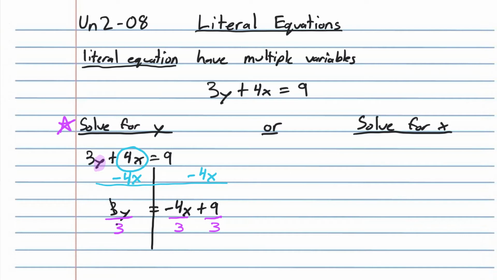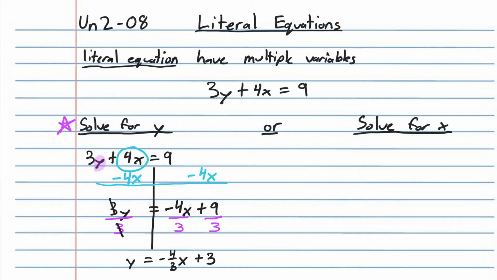These 3's cancel each other out. Remember, whenever something appears on top and bottom of a fraction, they cancel out. And we get our answer of y is equal to, now the 4 over 3 does not divide out nicely, so leave it as a fraction. That's not a big deal. So negative 4/3 x. And then the 9 over 3, that does work out nicely. 9 divided by 3 is 3.